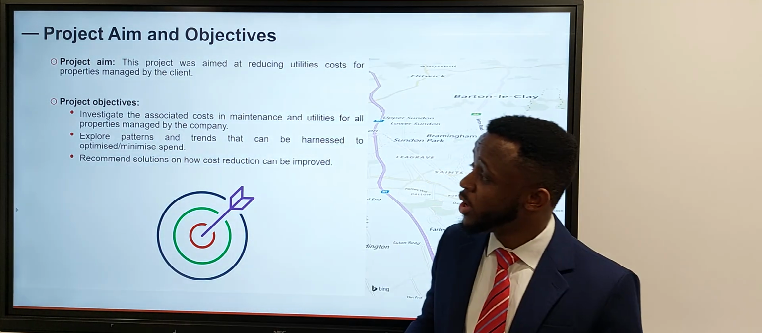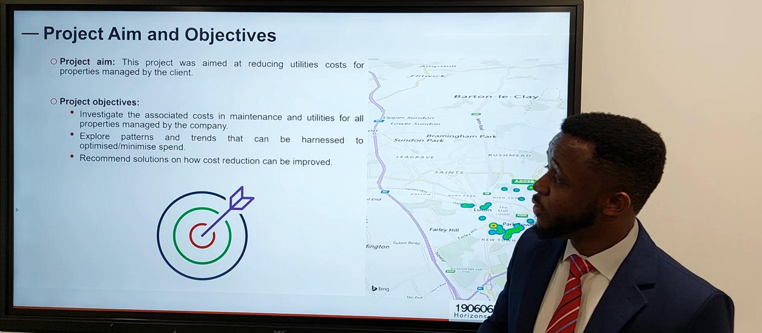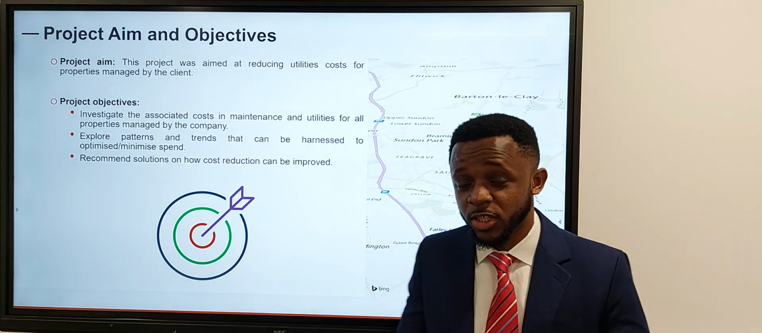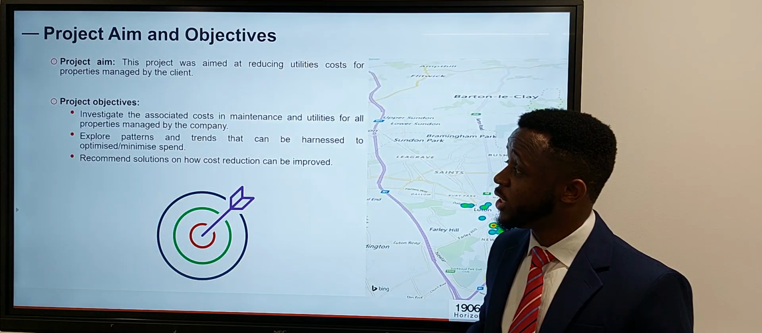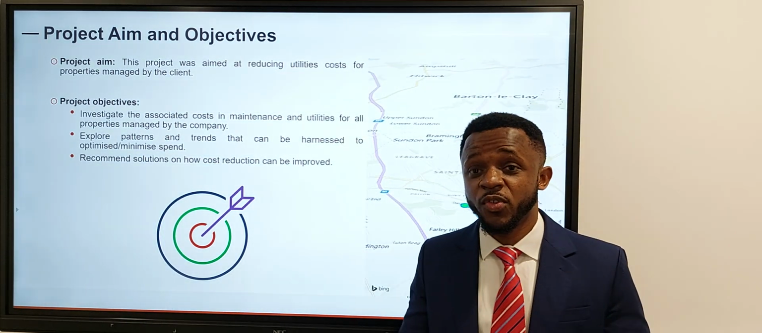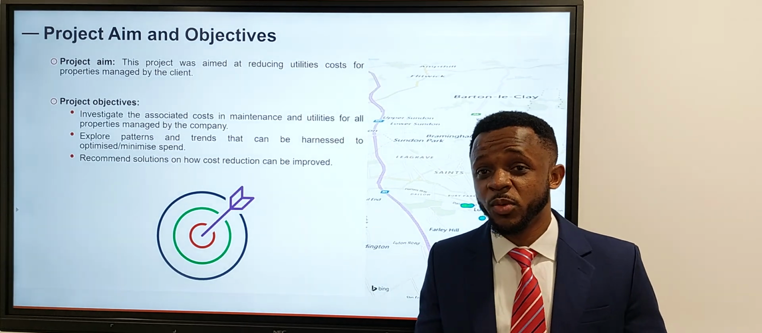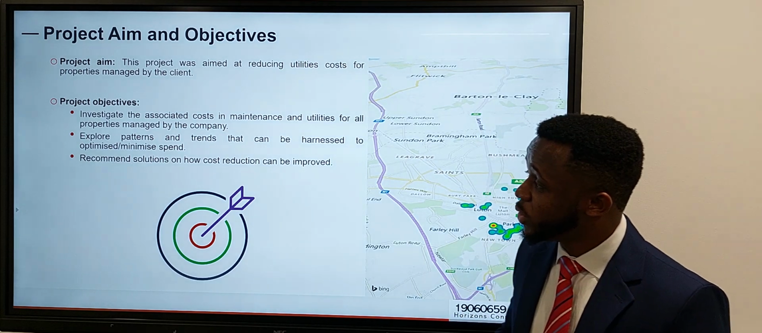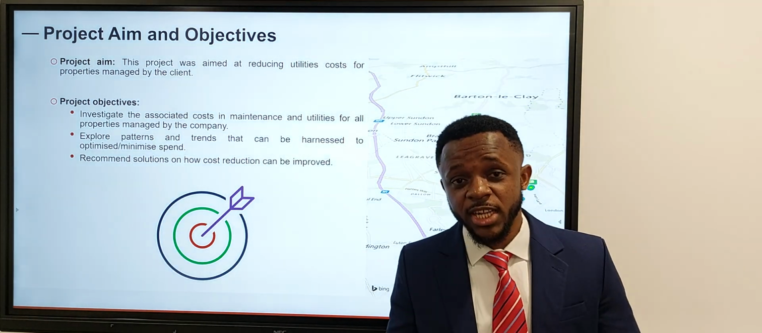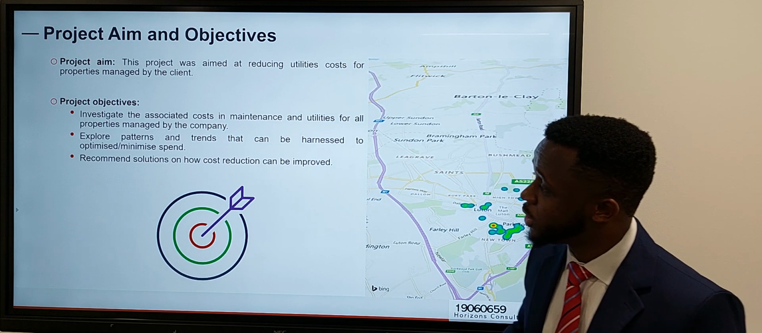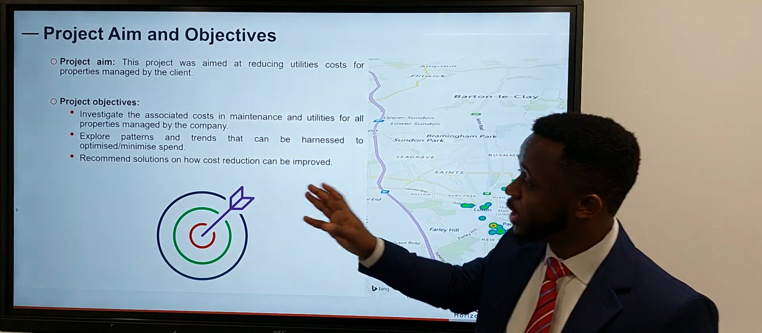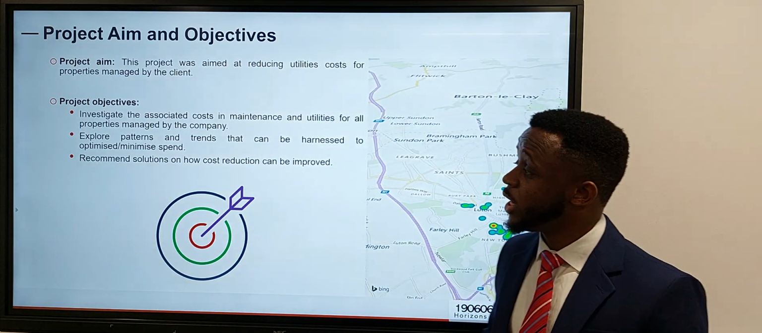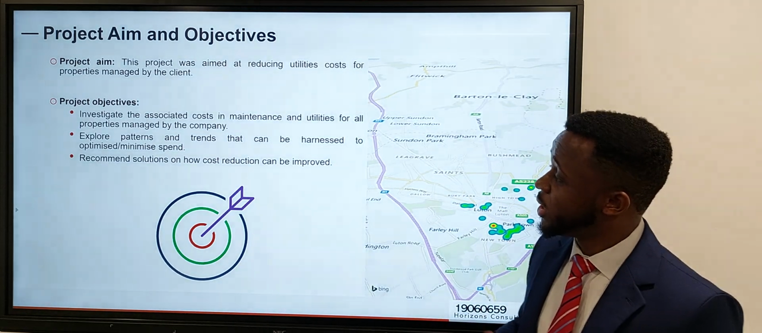The first one is to investigate the associated cost for maintenance and the utilities of all properties managed by the client. Initially, maintenance was part of the objective. However, my client didn't have enough access and information on all the happenings of maintenance, which limited that objective. So the client and I settled for the utilities. The next objective is to explore the patterns and trends, which has been achieved as well.